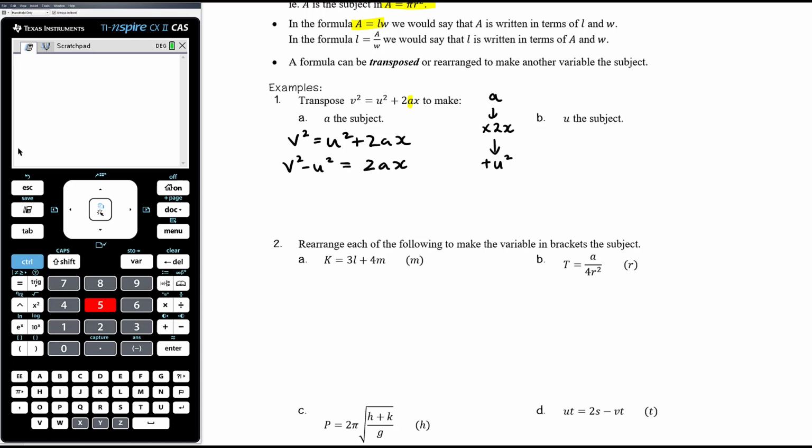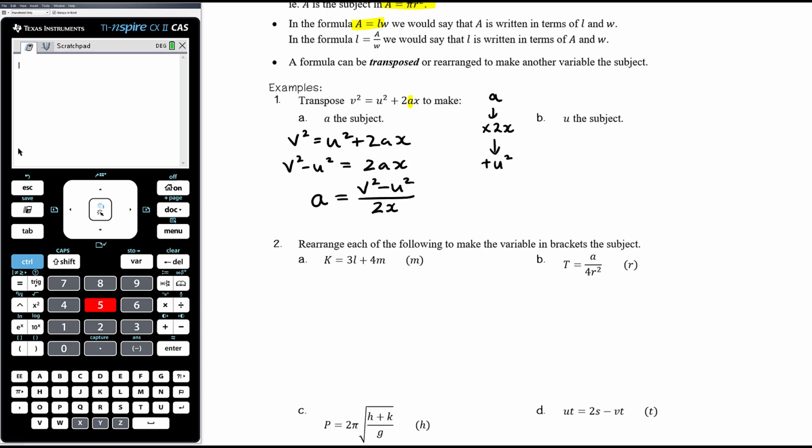And then I can divide by 2x, which would be undoing that step, in order to get a on its own. So dividing both sides by 2x, and I want to make a the subject, so I'm going to write it on the left-hand side. So a equals v squared minus u squared, all divided by 2x. Two simple steps required to get a on its own.